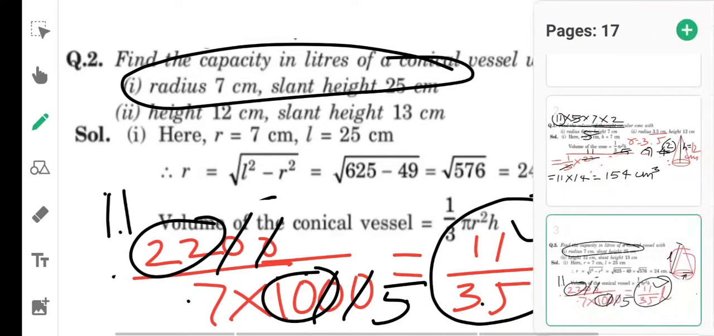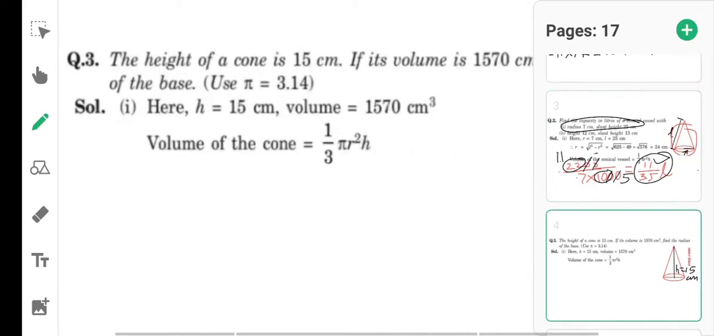Now we come to the question number 3 of the exercise, right? This is the question number 3.